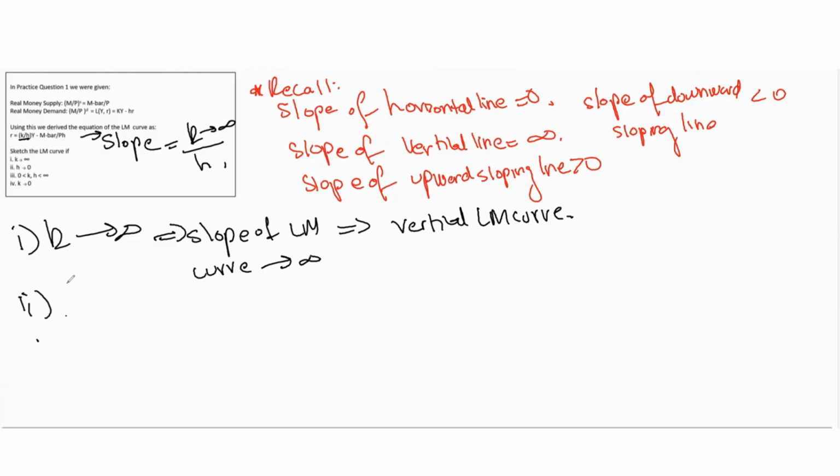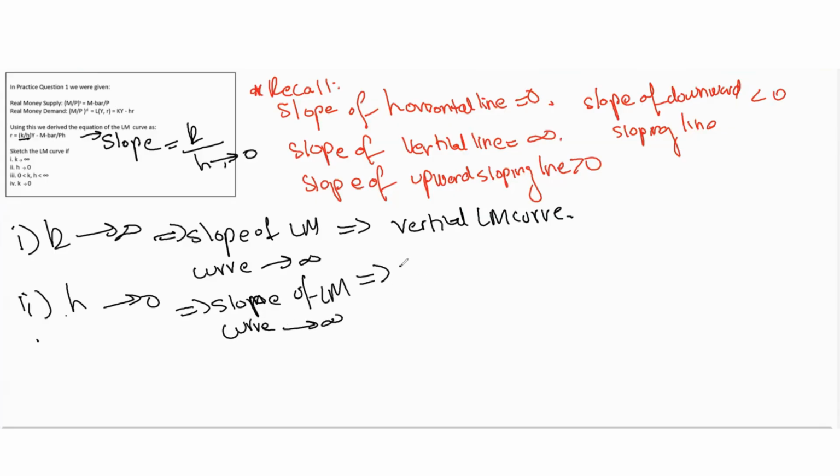The second part we're looking at is that h approaches 0. If h is approaching 0, again the slope of the LM curve is approaching infinity, because when we have a fraction, the fraction approaches infinity if either the numerator approaches infinity or the denominator approaches 0. And when the slope is infinity, we have a vertical LM curve again. So in both cases, when you plot the LM curve, this is R, this is Y, and it is vertical. This is LM, this is LM.